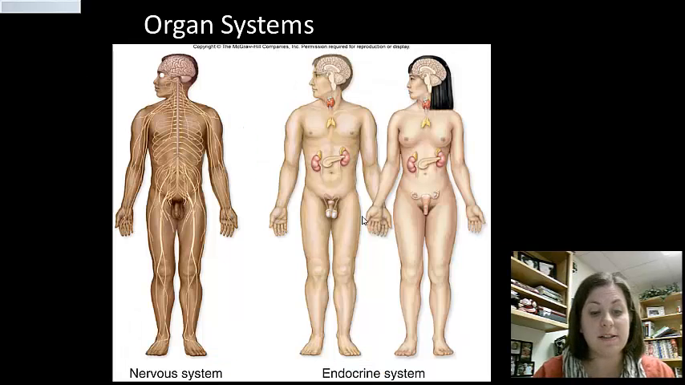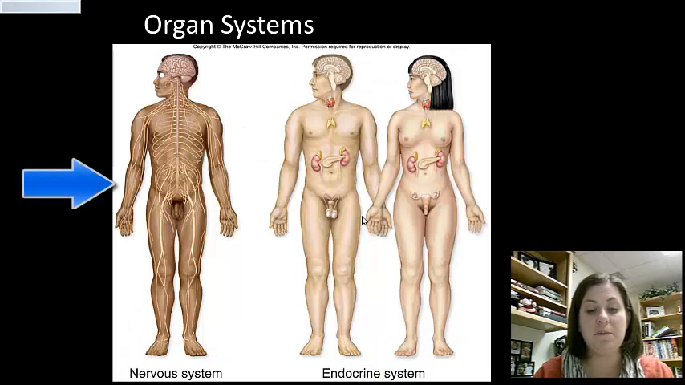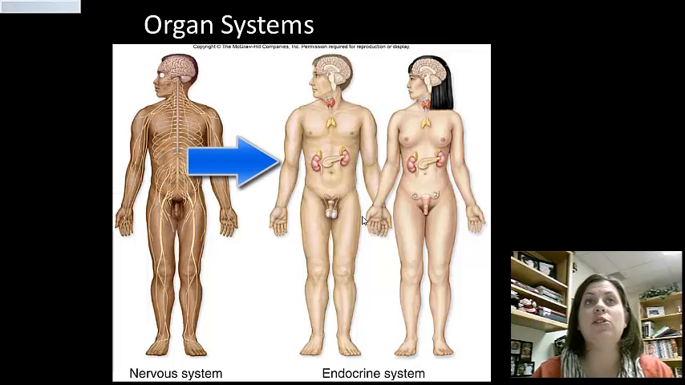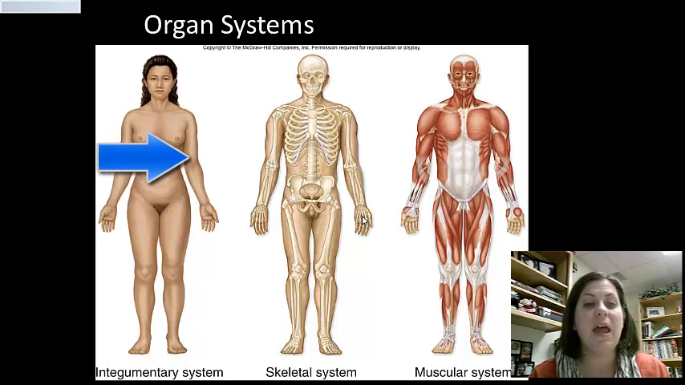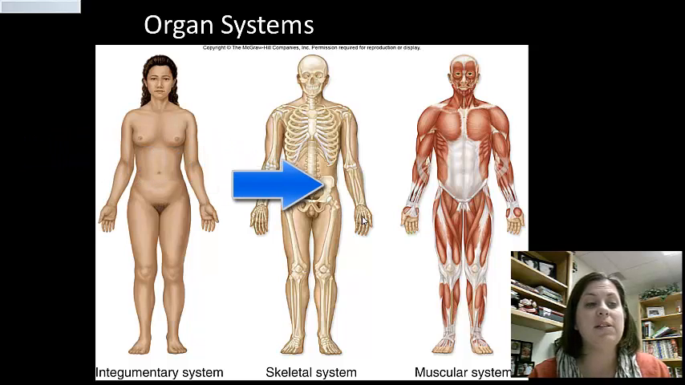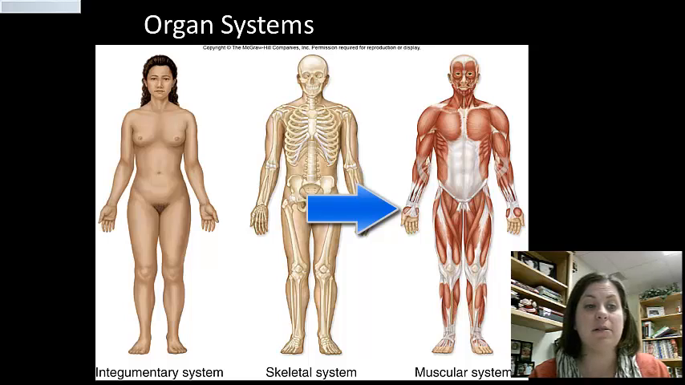The control systems of the body are the nervous system and the endocrine system, and the endocrine system is the hormone system. Now you'll see that the hormone system is different in males and females based on the sex hormones that are produced. The systems involved in motor activity and also protection are the integumentary system, which is the skin, which you see here, the skeletal system, which is the bones, and the muscular system, which is the muscles.